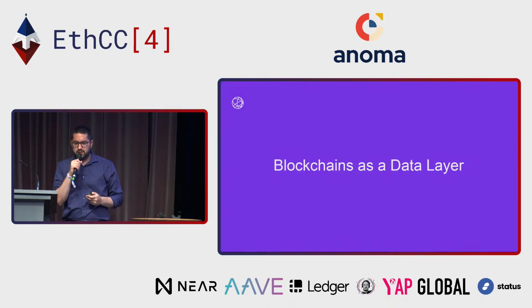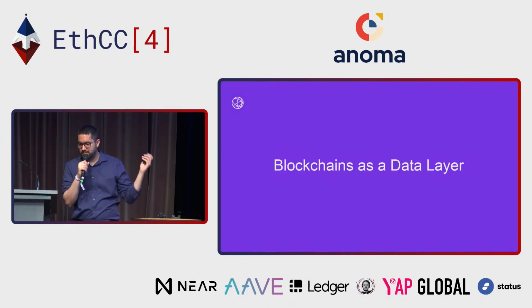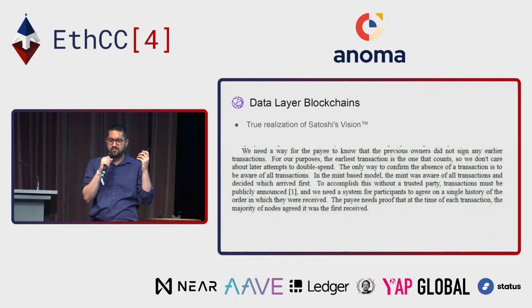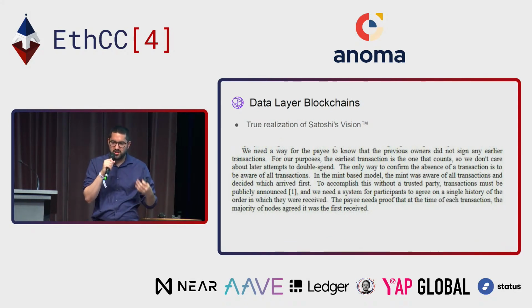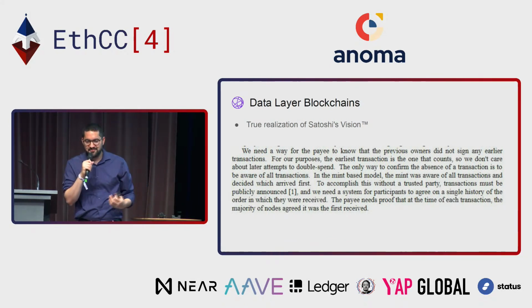OK, so now let's talk about blockchains as the data layer. We have 12 minutes left. What happens if we have a different blockchain construct, where a blockchain is just a data layer? It doesn't execute transactions. It just orders data. This is actually the true realization of Satoshi's vision, TM.